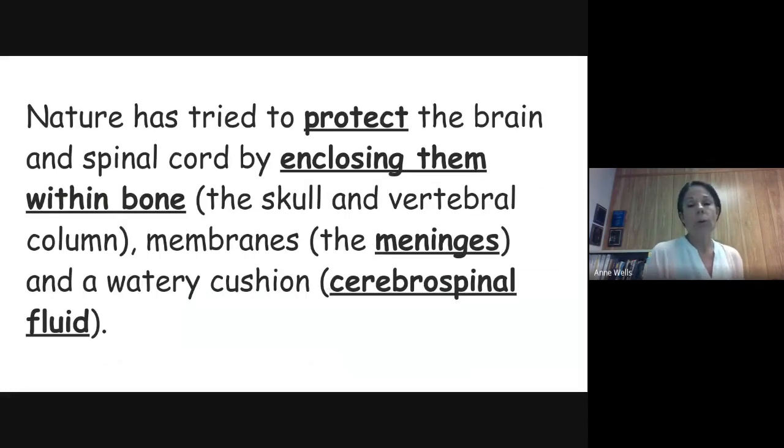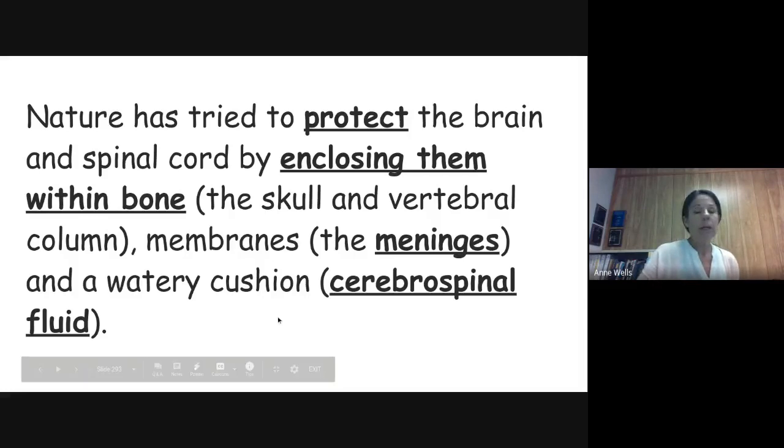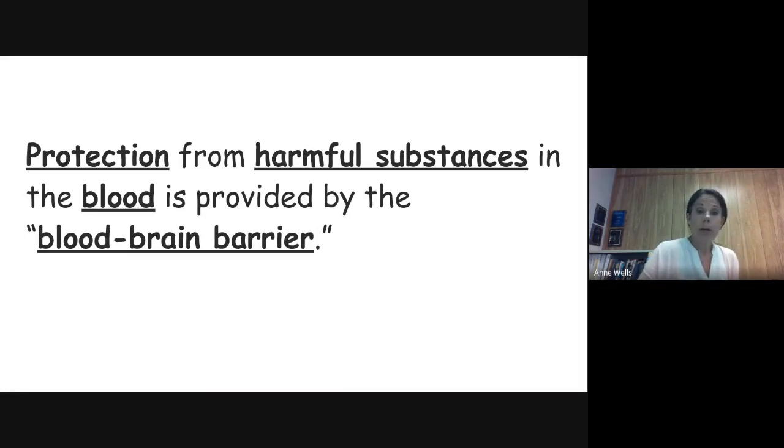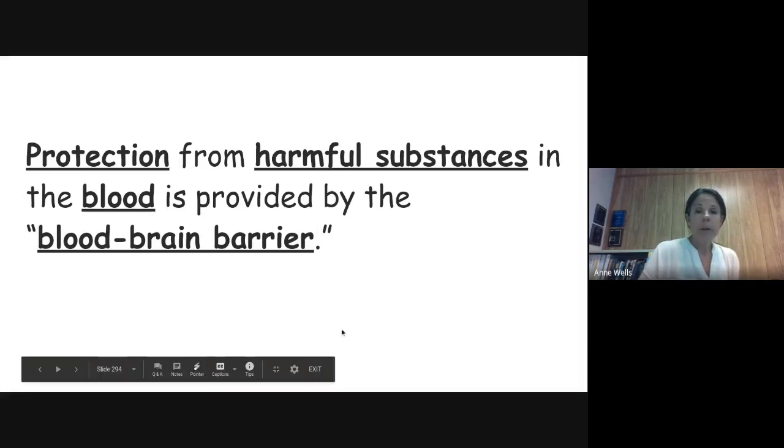Nature has tried to protect the brain and spinal cord by enclosing them within bone. So we've got our skull and we've got our vertebral column that we already studied in our skeletal system chapter. Membranes, these are called the meninges, and a watery cushion, the cerebrospinal fluid. So these are all things that are helping protect all of this. Protection from harmful substances in the blood is provided by the blood-brain barrier.